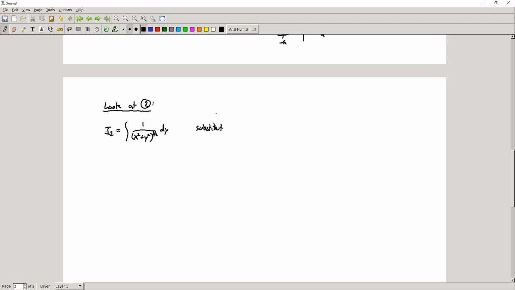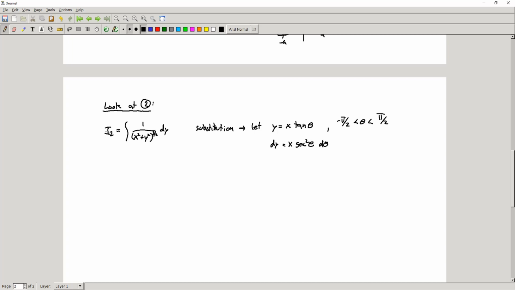Okay, substitution, and so we're going to let y equal x tan theta, right? And so this is going to be x tan theta, where we're going to let theta run from negative pi over 2 to pi over 2. Okay, and so what does this mean? This means that our dy is going to be equal to x sec squared theta d theta, right?